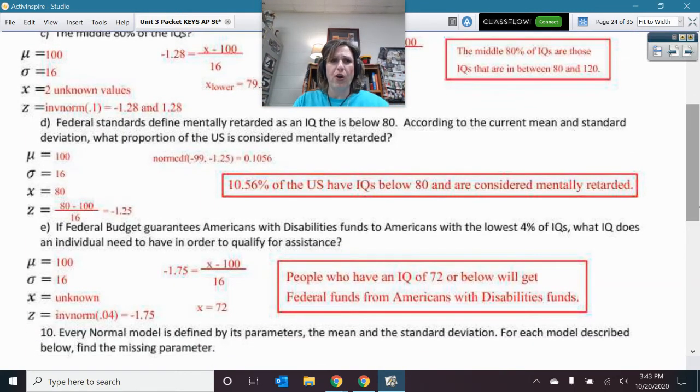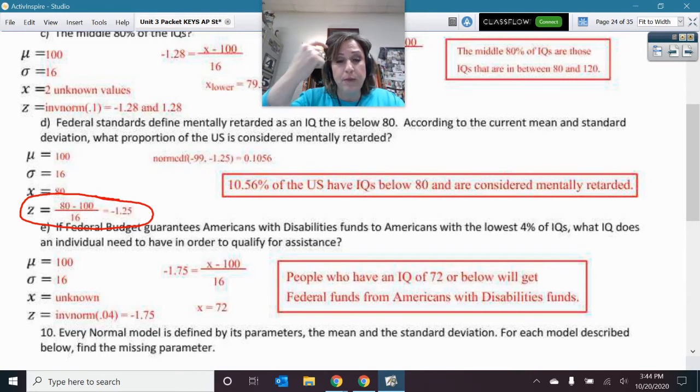Oh, this is such an interesting problem because it is true. These are true standards, and it's interesting to see what they'll actually fund. And there's a discrepancy between what they classify as mentally retarded and what they fund. So very interesting here. So here we have, see, look, here is my work. Here is my z-score. So my z-score is -1.25. I then consider 10.56% of the U.S. to have IQs below 80. So almost 10.5% of the nation are actually classified as mentally retarded.